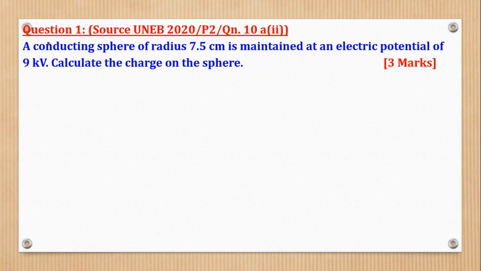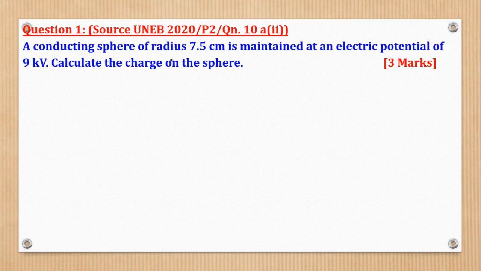So with that formula, let's go through these questions. Question 1 came from UNEB 2020, which is last year, Paper 2, question 10 A Roman 2, and says, a conducting sphere of radius 7.5 centimeters is maintained at an electric potential of 9 kilovolt. Calculate the charge on the sphere.